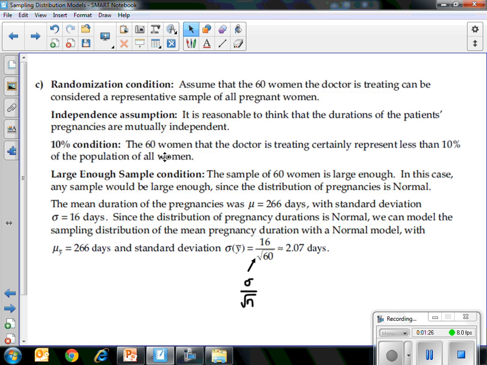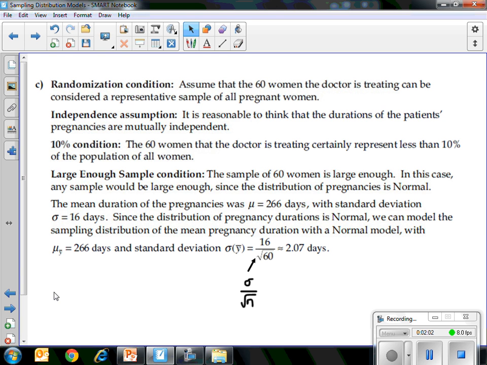The 10% condition: since the 60 women the doctor is treating certainly represent less than 10% of the population of all women. And then the large enough sample condition: the 60 women is large enough. In this case, any sample would be large enough since the distribution of pregnancies is normal. And again, that normal part was given to us, so we are allowed a large enough sample. So, since this is met, we are allowed to use the central limit theorem.